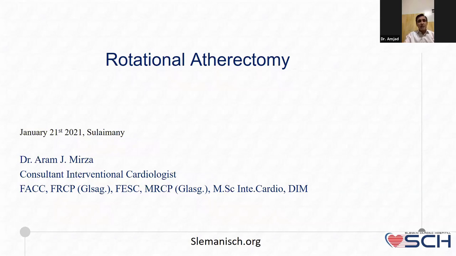Initially, some people objected to the title, that it said rational atherectomy. It was actually a typo, but now, retrospectively, I see it as a better title, that it is rational atherectomy, that you have to use it wisely, in a rational fashion. So whether it is rational atherectomy or rotational atherectomy, I think this is a good thing.